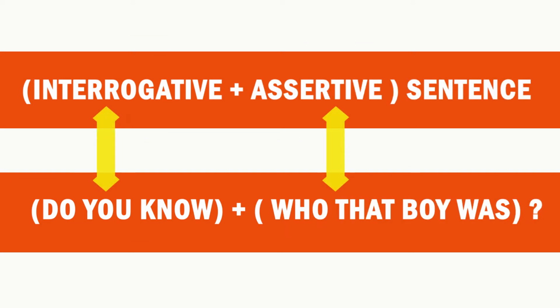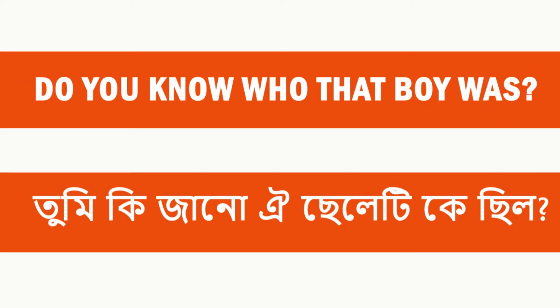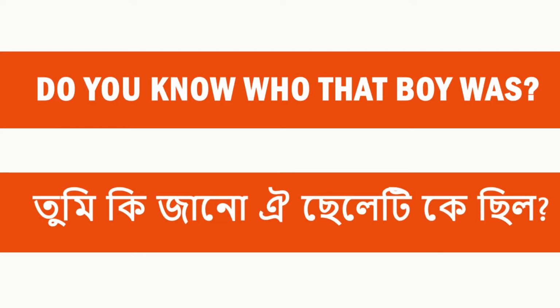Structure: interrogative plus assertive, or assertive plus interrogative sentence. Here the first sentence is correct, but the second one is wrong. Do you know who that boy was?